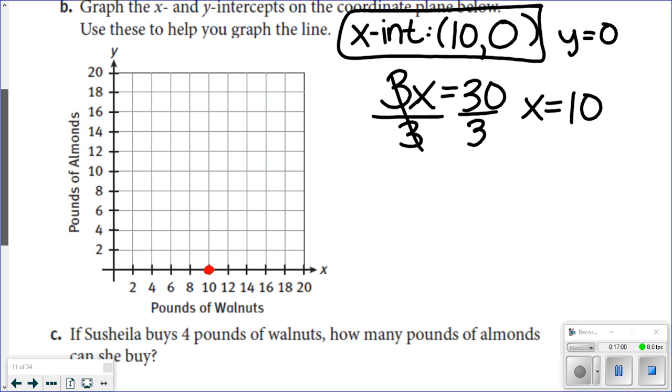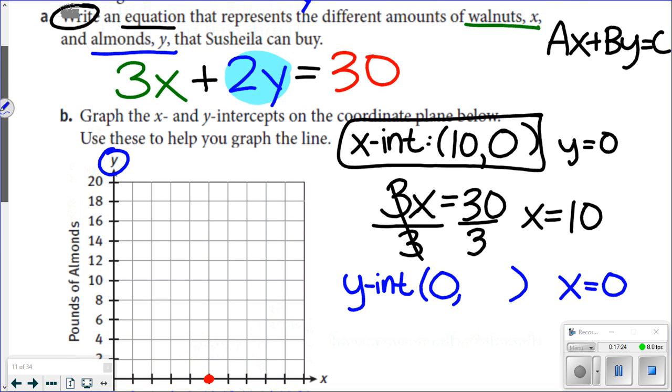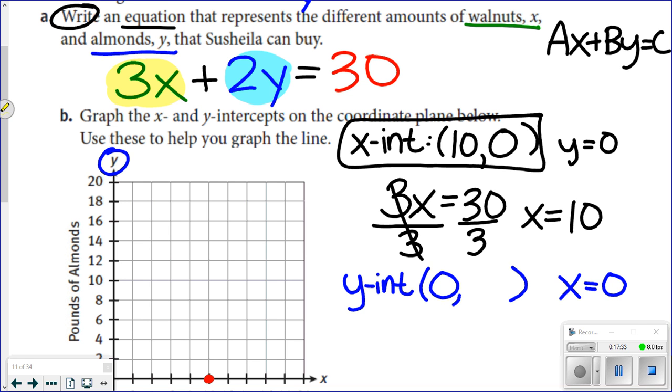All right, let's switch it. You know that your y-intercept occurs on your y-axis. Here's your y-axis. And it occurs when x equals 0. We learned that in activity 6. Okay, so if x is 0, let's plug in a 0 here, which means this is gone. And I'm left with 2y equals 30. I'm left with my y value because I want my y-intercept.